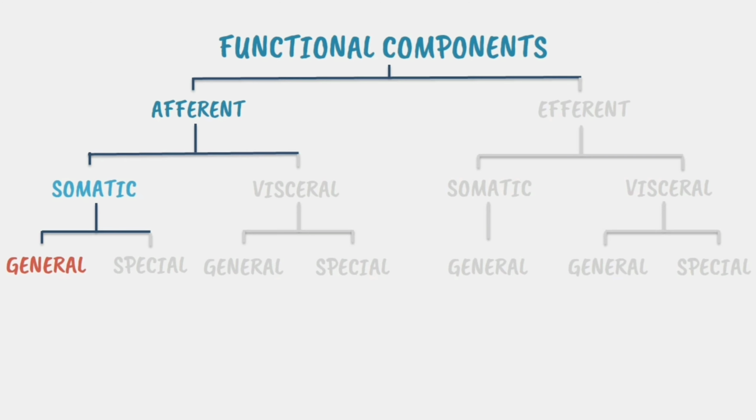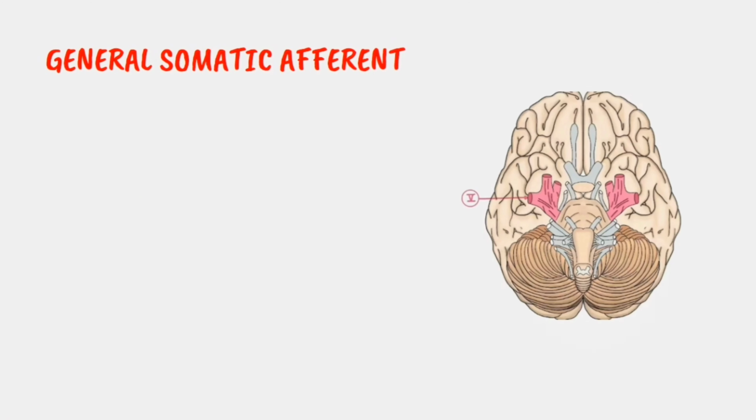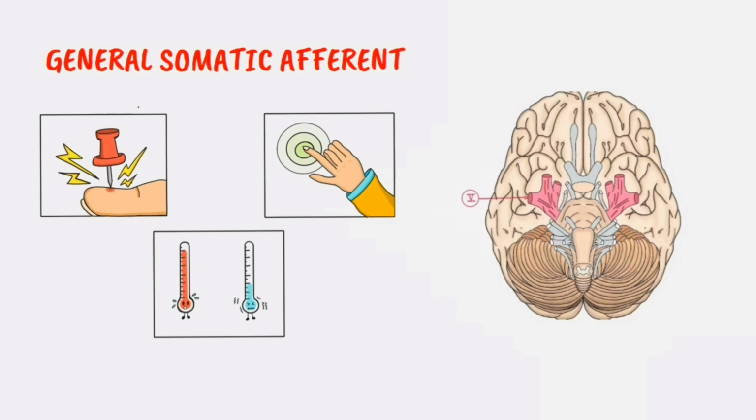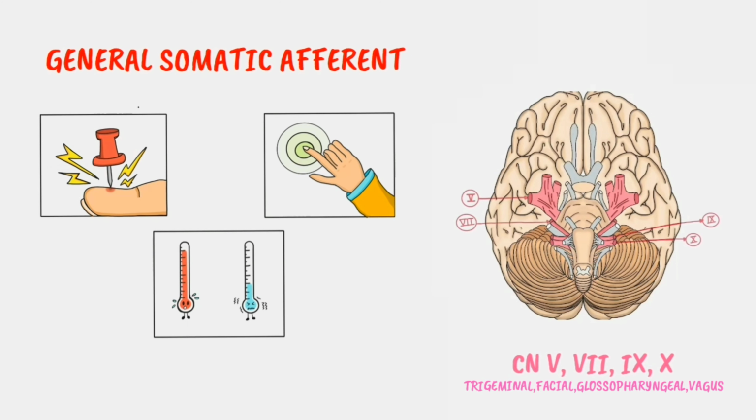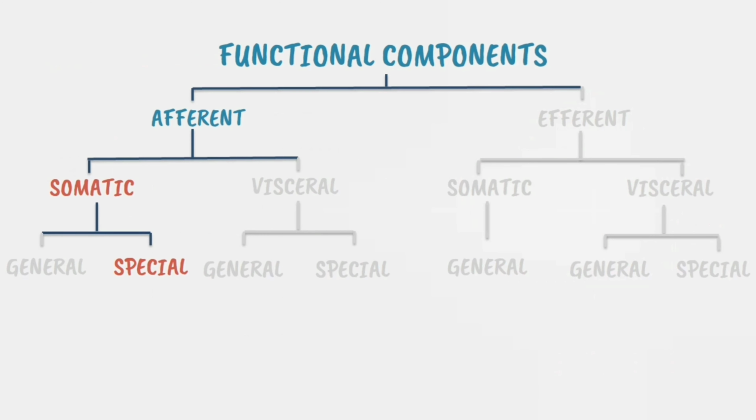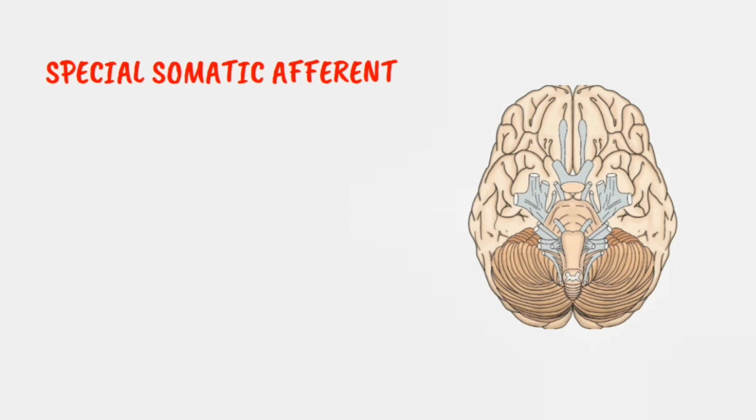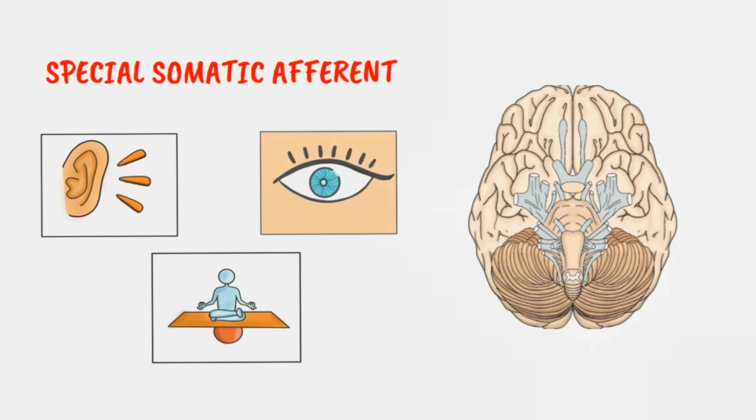General somatic afferent transmits sensory information like pain, temperature, touch, and proprioception. Cranial nerves associated are 5, 7, 9, and 10. Special somatic afferent transmits special sensory information like hearing, balance, and vision. Cranial nerves associated is the 8th cranial nerve.